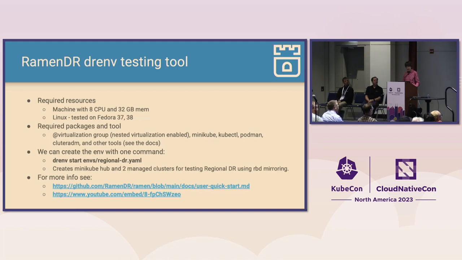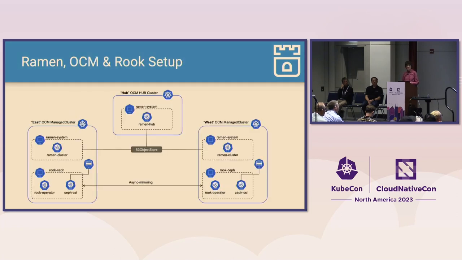And with this, you can go to the Ramen DR GitHub, go to the docs. I recently rewrote the quick start guide so that hopefully there's not any missing steps. And then I also did a video that's in blue there. But what's nice is it uses Minikube and it sets up the entire environment. Let me just show you. It sets up this entire environment, sets up the Ceph mirroring, creates the three clusters, and in the middle there you see an S3 bucket.